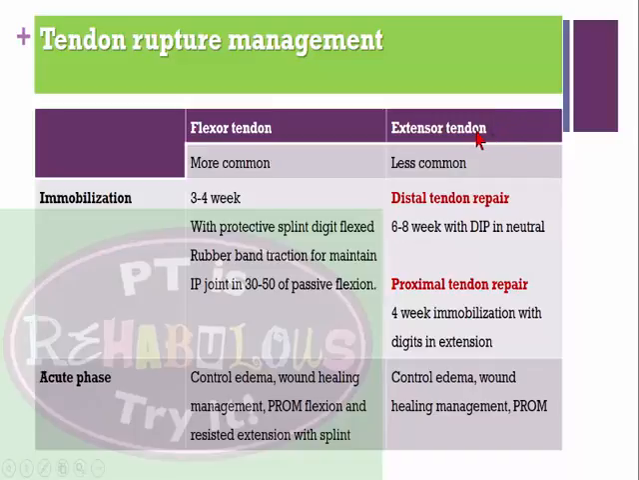Extensor tendon repair may be distal tendon repair or proximal tendon repair. If it is distal tendon repair, we have to immobilize the distal interphalangeal joint in neutral position for 6 to 8 weeks, and we have to immobilize the digits in extension for 4 weeks. This immobilization period is very helpful for prescribing the exercise. So just remember: for flexor tendon repair 3 to 4 weeks, for extensor tendon repair distal 6 to 8 weeks, proximal 4 weeks. And for acute phase management of extensor tendon repair, we have to control edema, manage wound healing, and can start passive range of motion exercise.